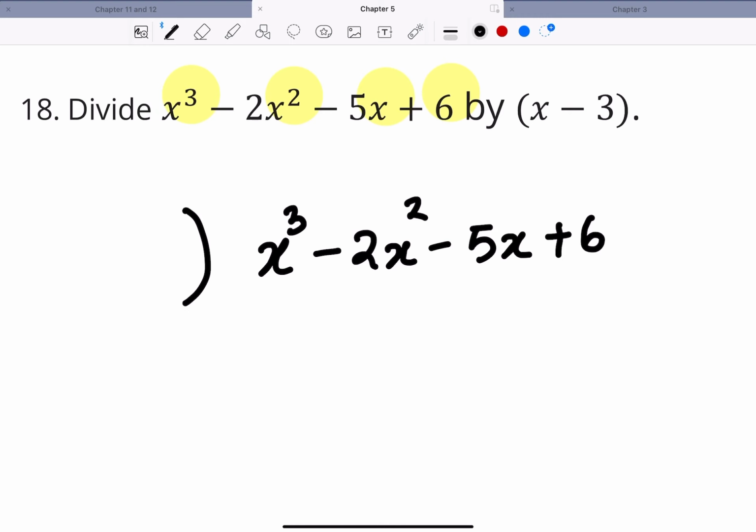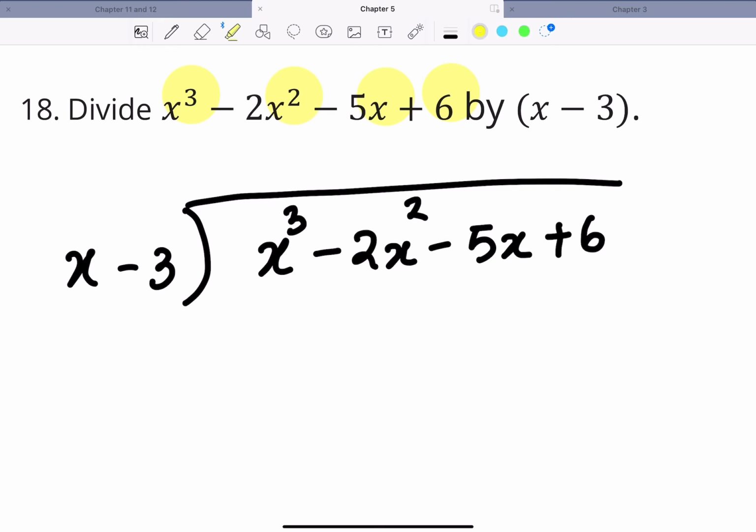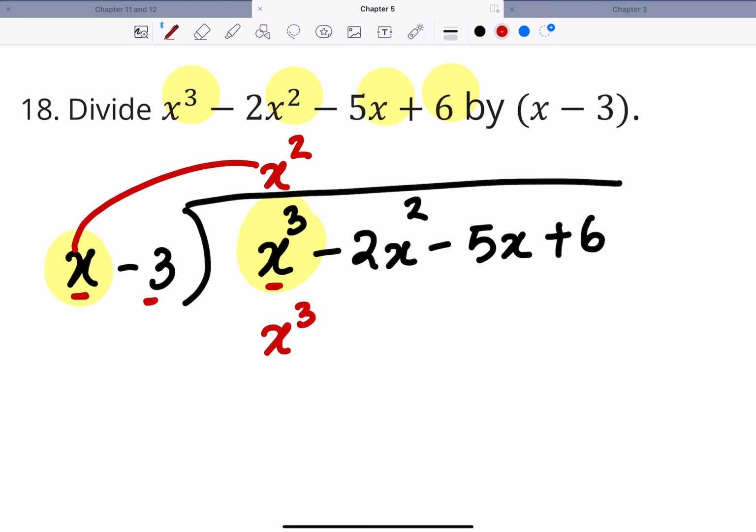What am I dividing this with? x minus 3. Remember, the goal is to take a look at the first term in the dividend and the divisor. Now I'm checking how many times x goes into x cubed, which is x squared times, right? You can simply divide and you still get x squared. Now if I multiply x times x squared, what do I end up with? x cubed. And remember, I do have this 3, so I have to multiply with this 3 as well. x squared times negative 3 is negative 3x squared.